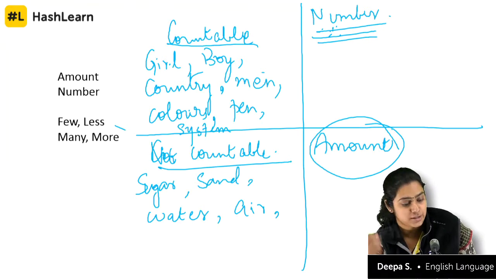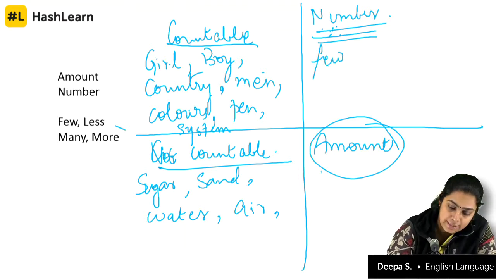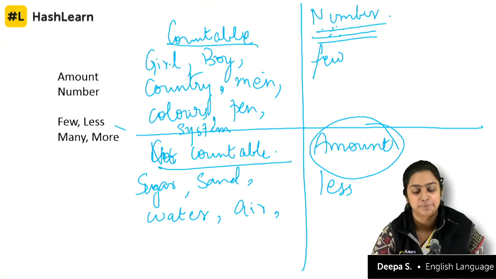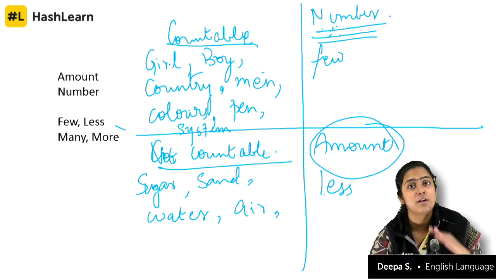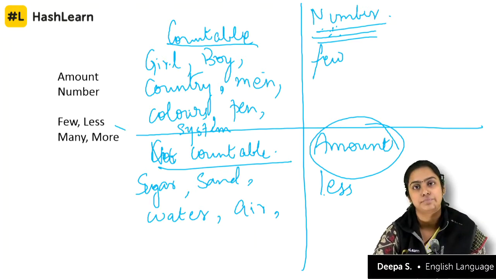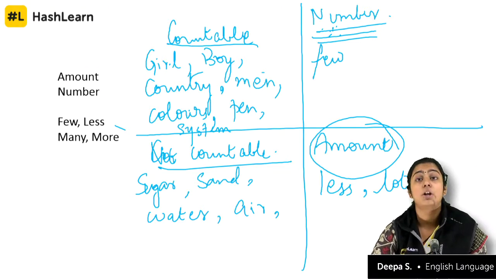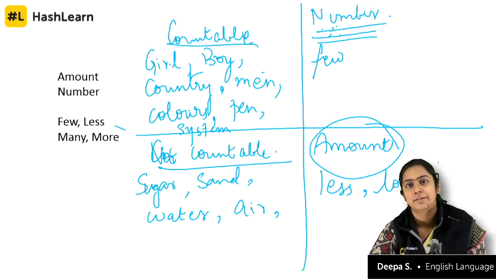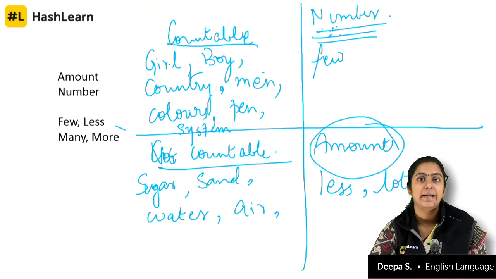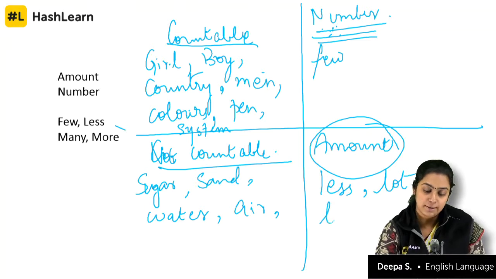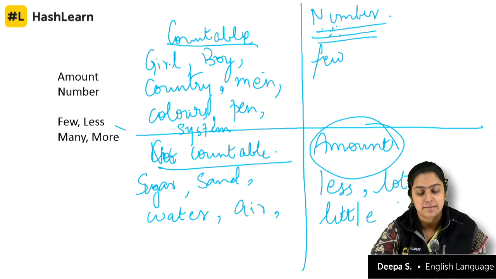Okay, it's not just number and amount. Few is countable while less is not countable. I want tea with very less sugar in it. I want some more sugar in my tea. Then lot. I want a lot of sugar in my coffee. There is very less water in this city, or little. There is little water in this city.